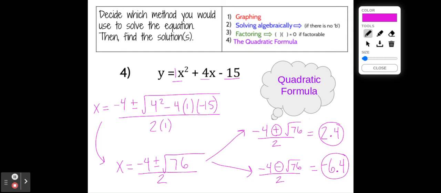So here we have one positive solution, one negative solution. Now, do you see why this wasn't factorable? Because our solutions weren't integers. So quadratic formula is going to always work for you.